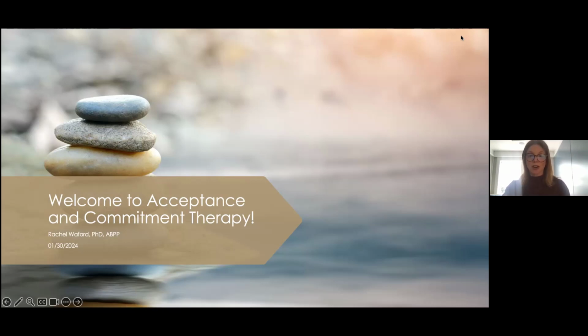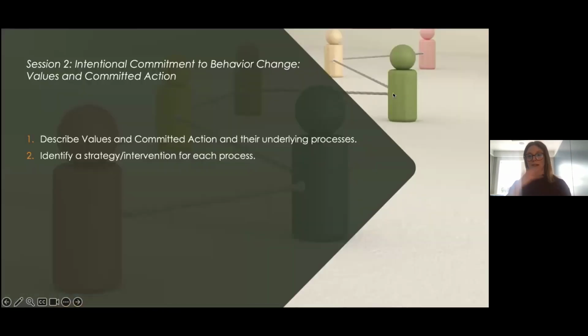So two weeks ago, I gave an overview of ACT. And these next 3 weeks, we're going to dive into the 6 processes. And the 6 processes are actually divided into 3 different domains. The first is doing what matters, and that includes values-based living and committed action.